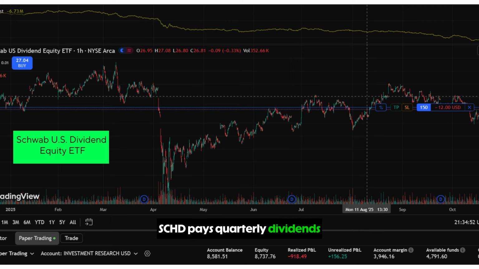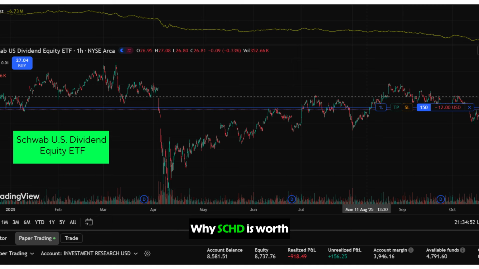SCHD pays quarterly dividends, and today its yield sits in the neighborhood of about 3.7 to 3.8% depending on price and the most recent payout history. That is meaningfully higher than the S&P 500 yield, and it makes SCHD useful both for current income and for compounding when you reinvest those distributions. SCHD has also delivered solid multi-year total returns, though it lags pure growth indexes in some strong market years because it tilts to dividend payers, which can act more defensively in down markets.